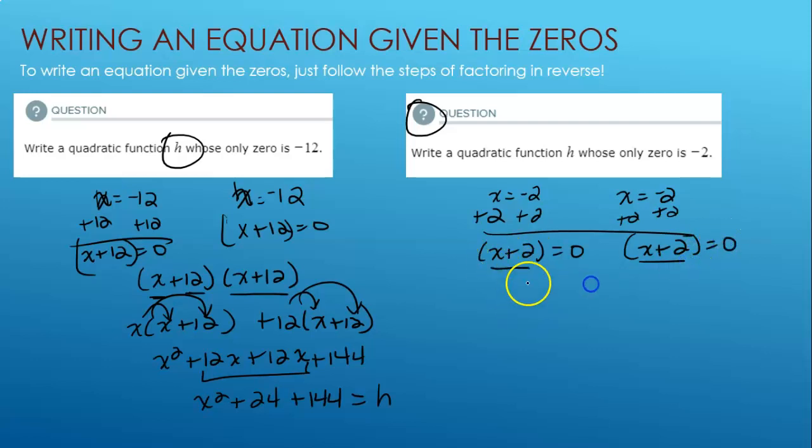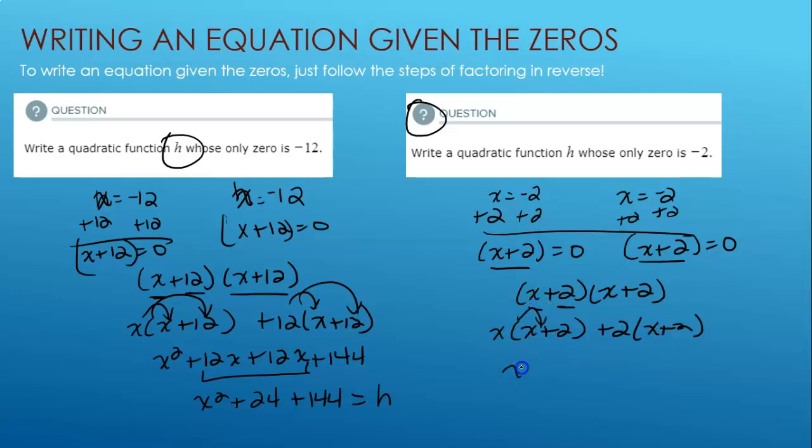These are my two factors now, so I'm squaring x plus 2, so it's x plus 2 times x plus 2. And then both of these things need to be multiplied times x plus 2, so it's x times x plus 2, plus 2 times x plus 2.